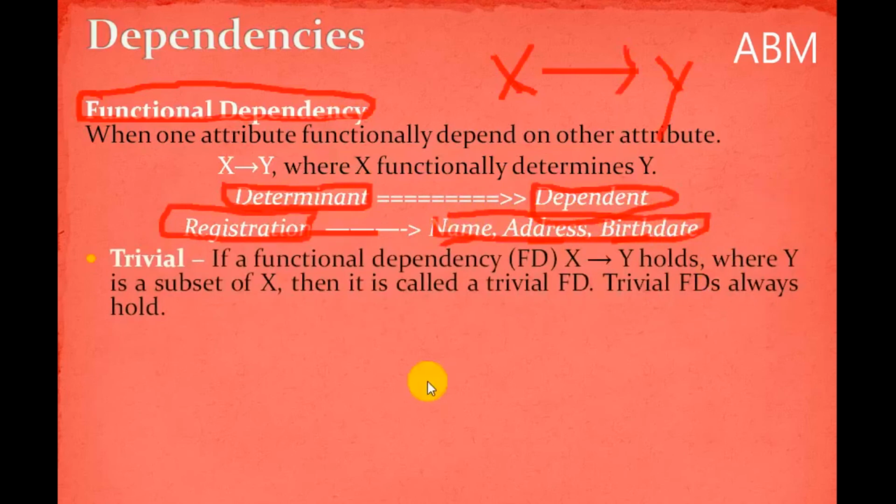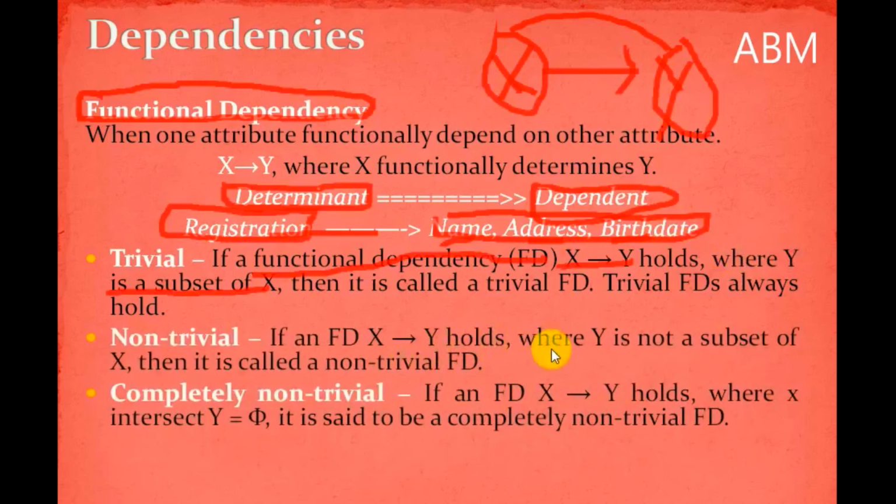In trivial functional dependency, it means that if x determines y, where y is a subset of x, all the instances of y will be within x, because y is a subset of x. All the instances of y are within x.